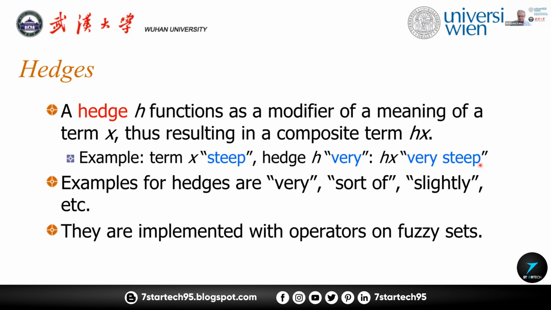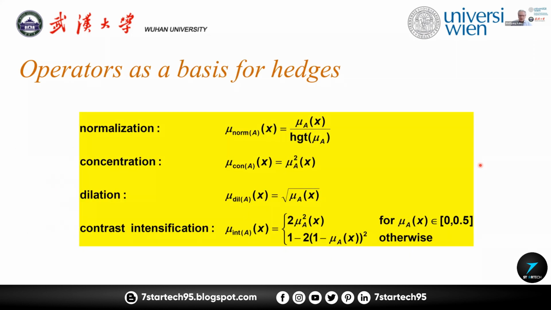So how can we do that? We use certain operators that allow us to represent such modifiers. So these are operators that are operating on our fuzzy set. And on the next slide, you can see here some of these operators that are commonly used. There are four of them. They are called normalization, concentration, dilation, and contrast intensification.